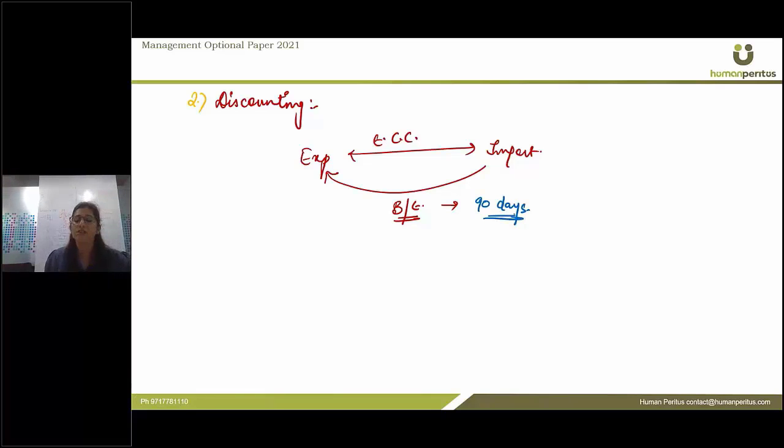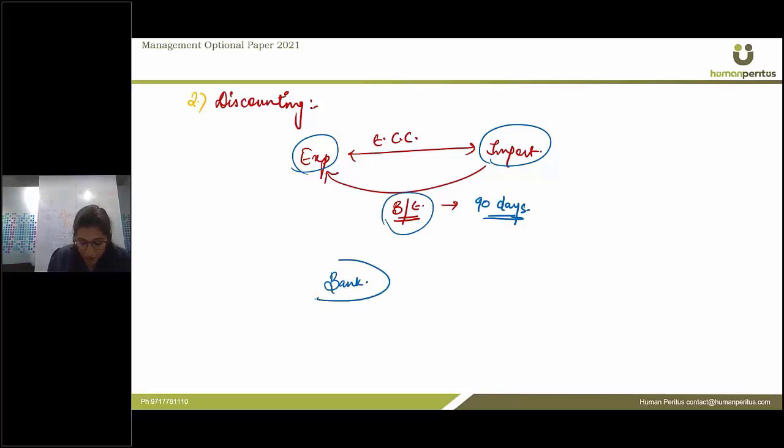After the 90 days are completed, the exporter would get his payment from the importer. But in the case when the exporter urgently needs money before the 90 days period, what can he do? He would endorse this bill of exchange in the name of his bank. He would ask his bank to give him the payment for now, and the bank will later collect the payment from the importer. The bank would provide him the amount of the invoice at a discounted rate.